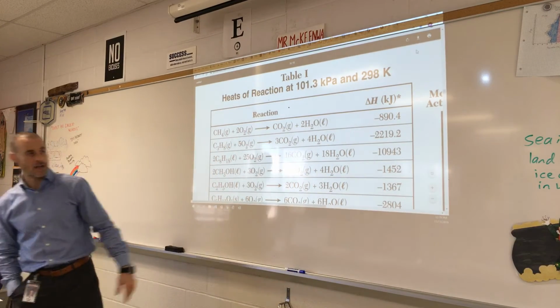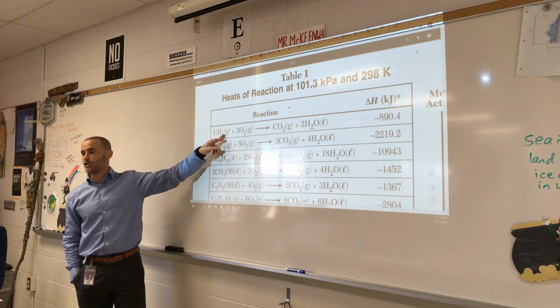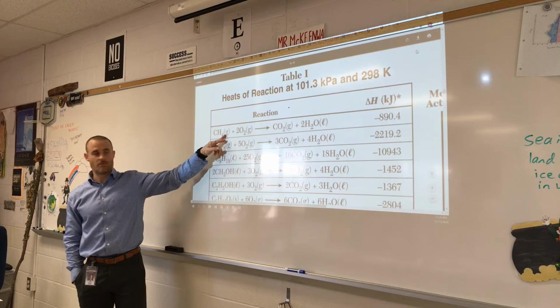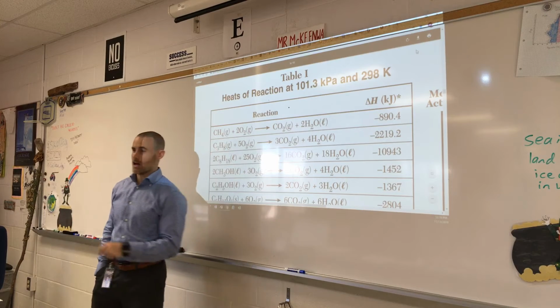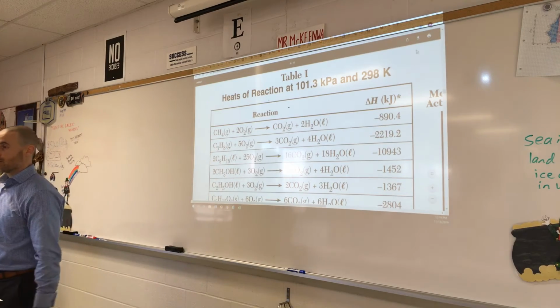Big difference, okay? People burn methane to heat their house. You don't burn bananas to heat your house, okay? You would need millions of bananas for the winter. Millions, okay? It wouldn't work. So that's why we burn natural gas.